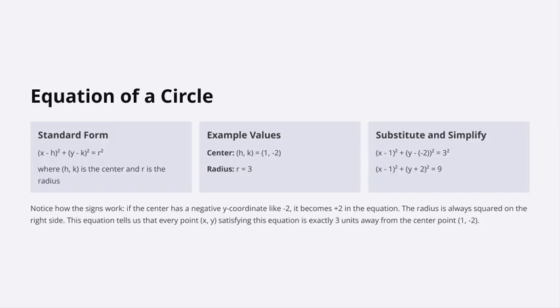This equation tells us that any point (x, y) that satisfies it is exactly 3 units away from the center point (1, -2). So every point on the circle maintains that fixed distance, which is the radius. Understanding this form helps us visualize and work with circles more effectively, especially when graphing or solving problems involving circle geometry.